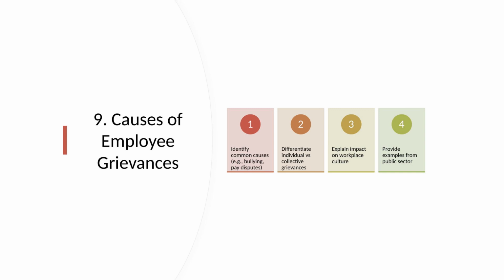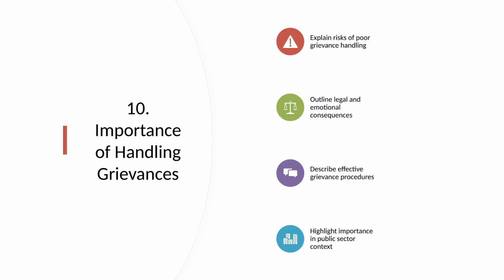Understanding root causes helps HR preempt issues through feedback systems and fair processes. For assessment, ensure a structured explanation with examples and link to employee well-being and organizational performance. Poor grievance handling can lead to legal liabilities and emotional distress, damaging workplace morale. Effective procedures, like clear communication channels and timely resolutions, are crucial. In the public sector, transparent grievance handling is vital to maintain trust and accountability. Addressing grievances promptly ensures a healthy work environment and mitigates potential risks.